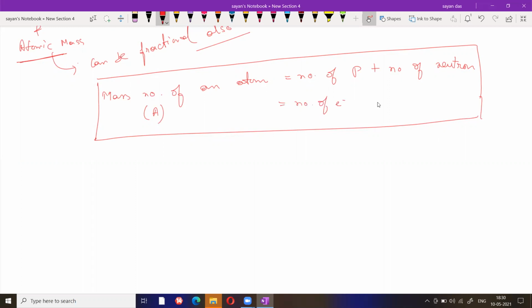But remember, if it is an ion, don't use this formula. It is not valid for ions, because for ions the electron number is definitely greater or less than the proton number. For a cation, electron number is less than proton number. For an anion, electron number is more than proton number. Not valid for ions. Any doubt regarding these two parts? This one is very easy.